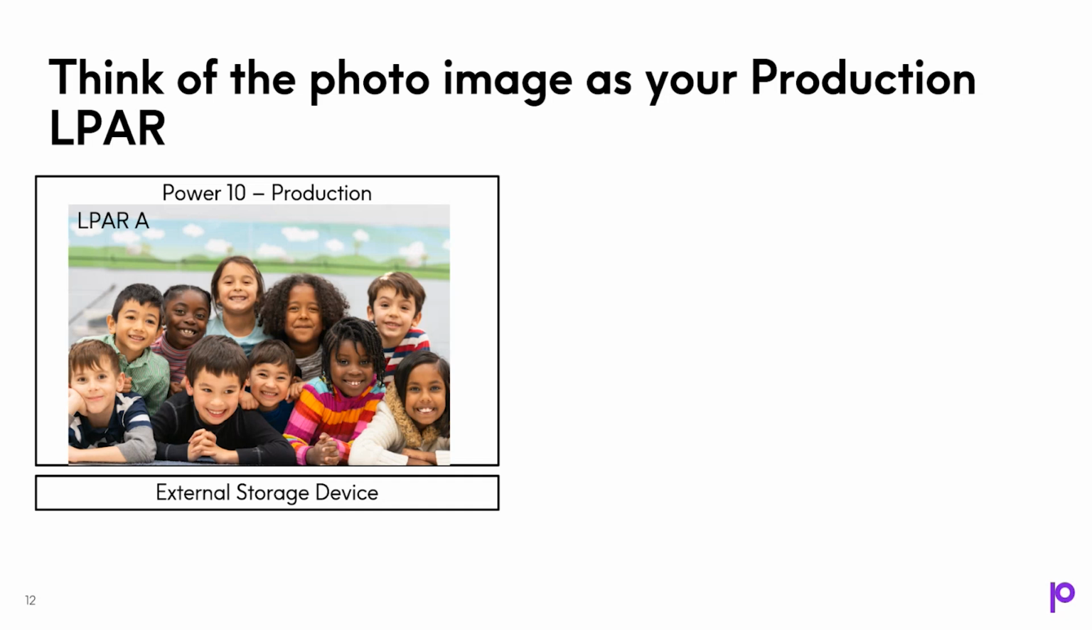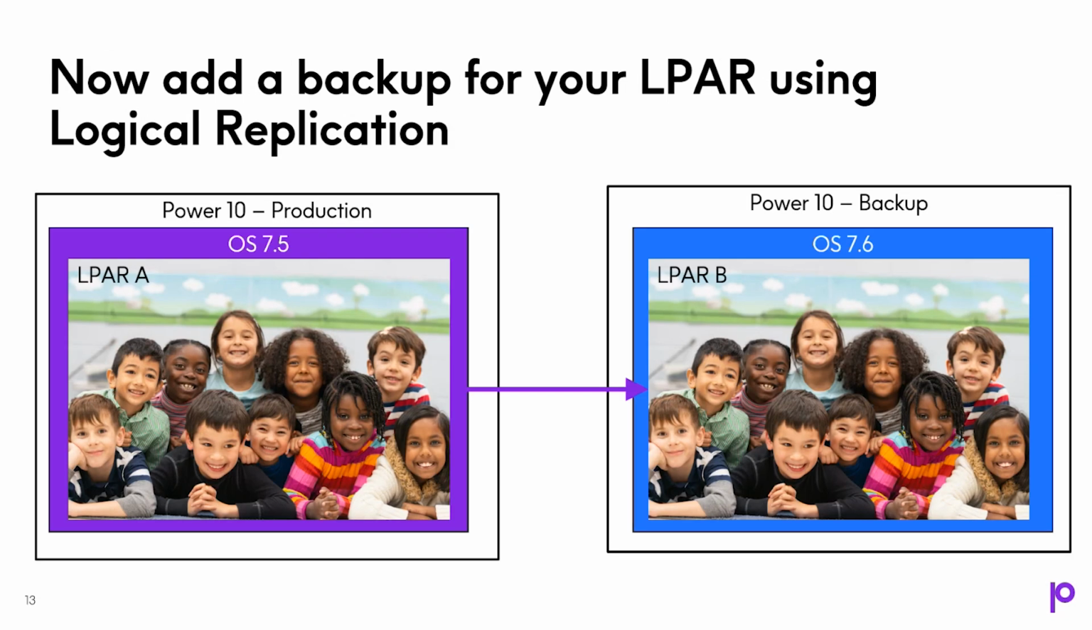So now when we're talking about logical replication, if I want to add a backup LPAR to LPAR A, I would add LPAR B on another Power 10 system, right? And that could be across the country, it could be in the same data center, it doesn't matter. I specifically noted the purple and the blue there. We've got OS 7.5 and IBM just released OS 7.6, so we can span that. We can replicate from a lower to a higher OS level, and we can do the reverse. We can go from a higher to a lower as well with logical replication.